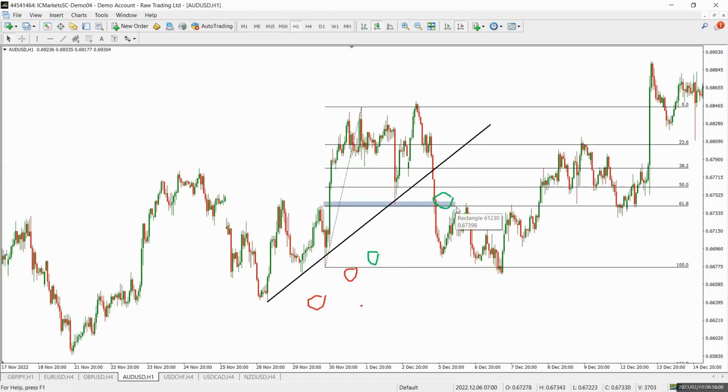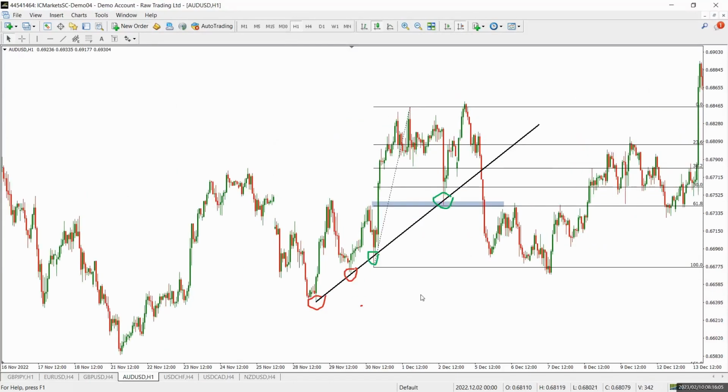So what does that mean? It's very simple. That means this is a very strong area of buy trade opportunity. And you can see when price hit this level, you can see how it moved back up. So I could have seen a trade opportunity right here, take my TP right here.